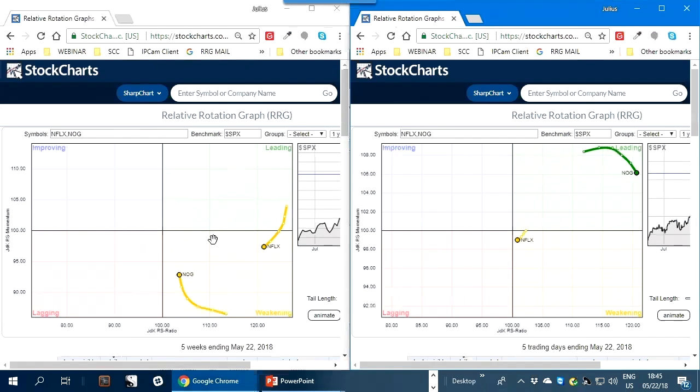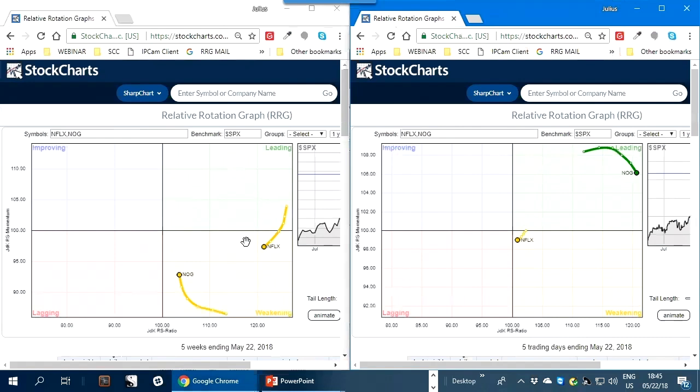Yeah, I just want to say, though, that with Netflix, it is consolidating right at a major level up in the 330s. So in addition to what you're doing with the RRG, you also, I'm assuming, would look at a chart. And if we're getting a breakout, hang out.